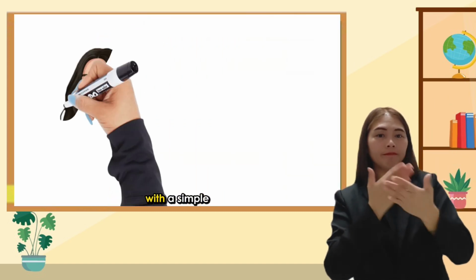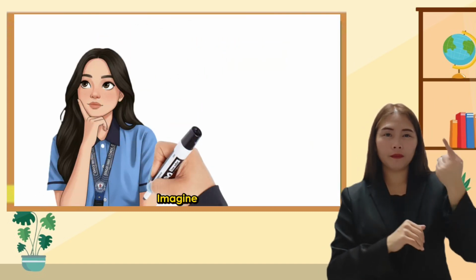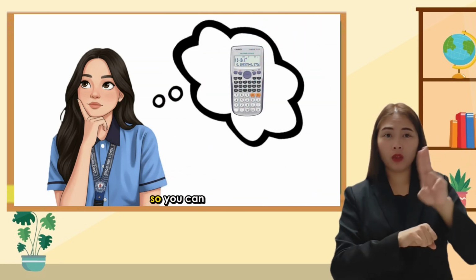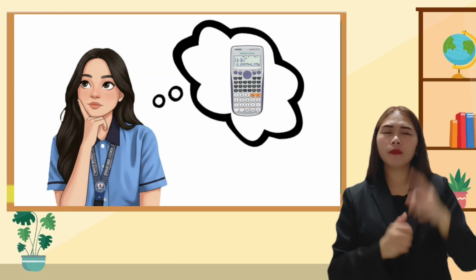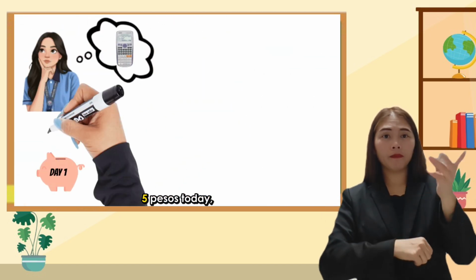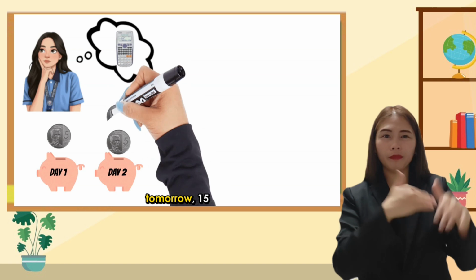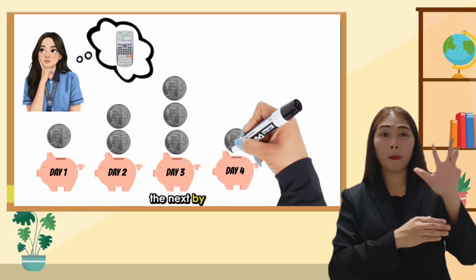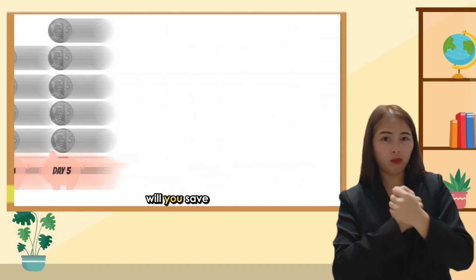Now let's start with a simple arithmetic series. Imagine this. You want to buy a new calculator that costs 2,000 pesos so you can use it for math class. You decide to save money following a pattern. If you save 5 pesos today, then 10 pesos tomorrow, 15 pesos the next day, 20 pesos on the next, by the 5th day, how much money will you save in total?